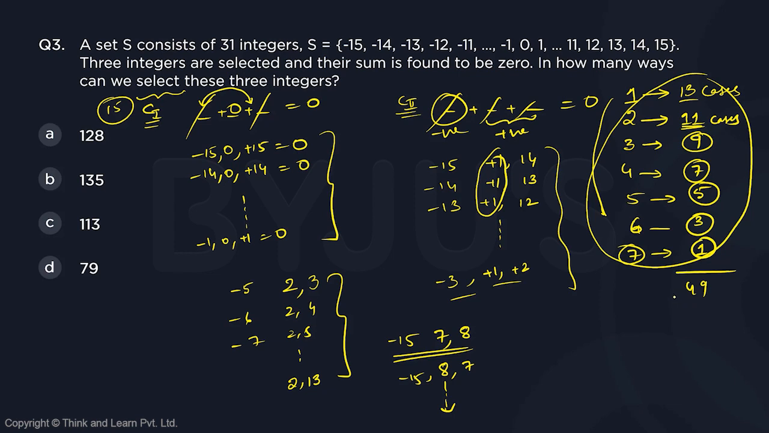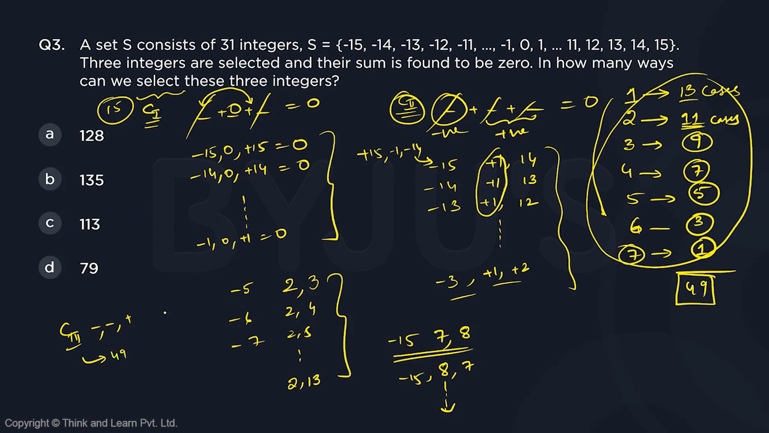Now remember, this is the scenario, case 2, where there is 1 negative number and 2 positive numbers. We can also have a case 3, where there are 2 negative numbers and 1 positive number. The logic is exactly the same as case number 2. So if we got 49 cases here, we will just have to change the sign. So we'll have +15, -1, -14. That is this case, right? So the same 49 will happen also in your case number 3.